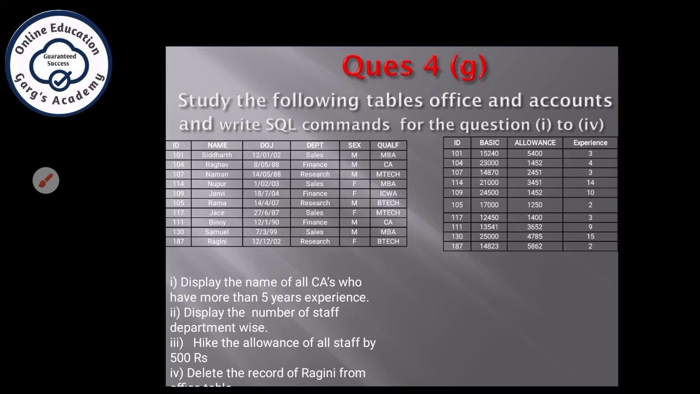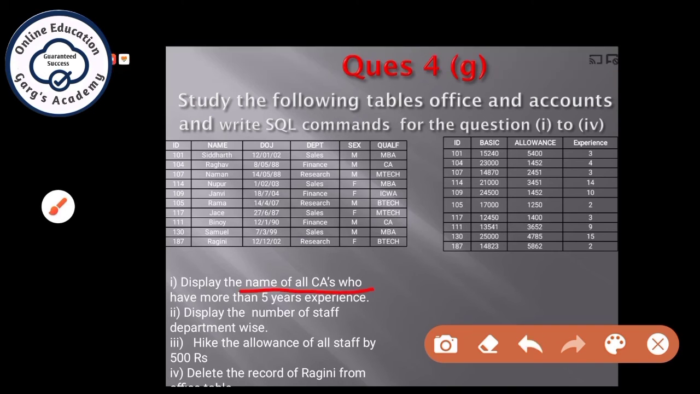Next question. Again there are the same tables, but in this part you have to write out the commands. Display the name of all CAs. How will you check who is CA? By qualification. What you have to write? Their name, having more than 5-year experience, using this column. So both these tables you have to concern about.